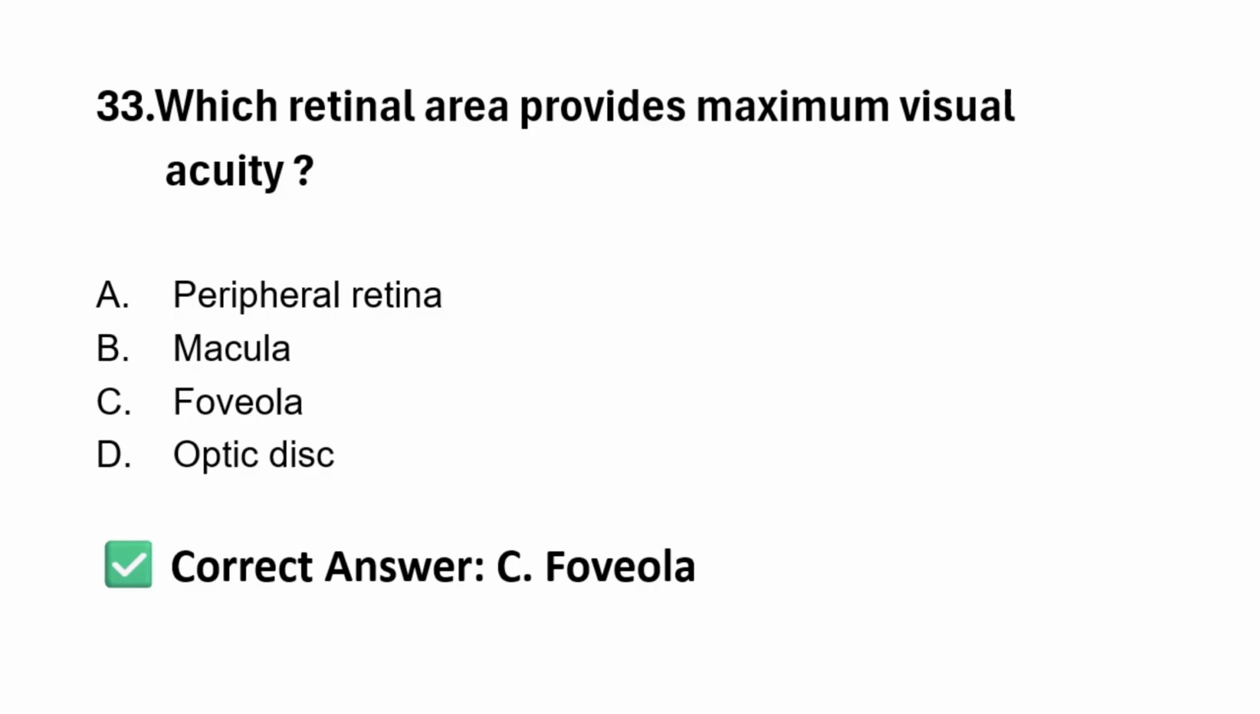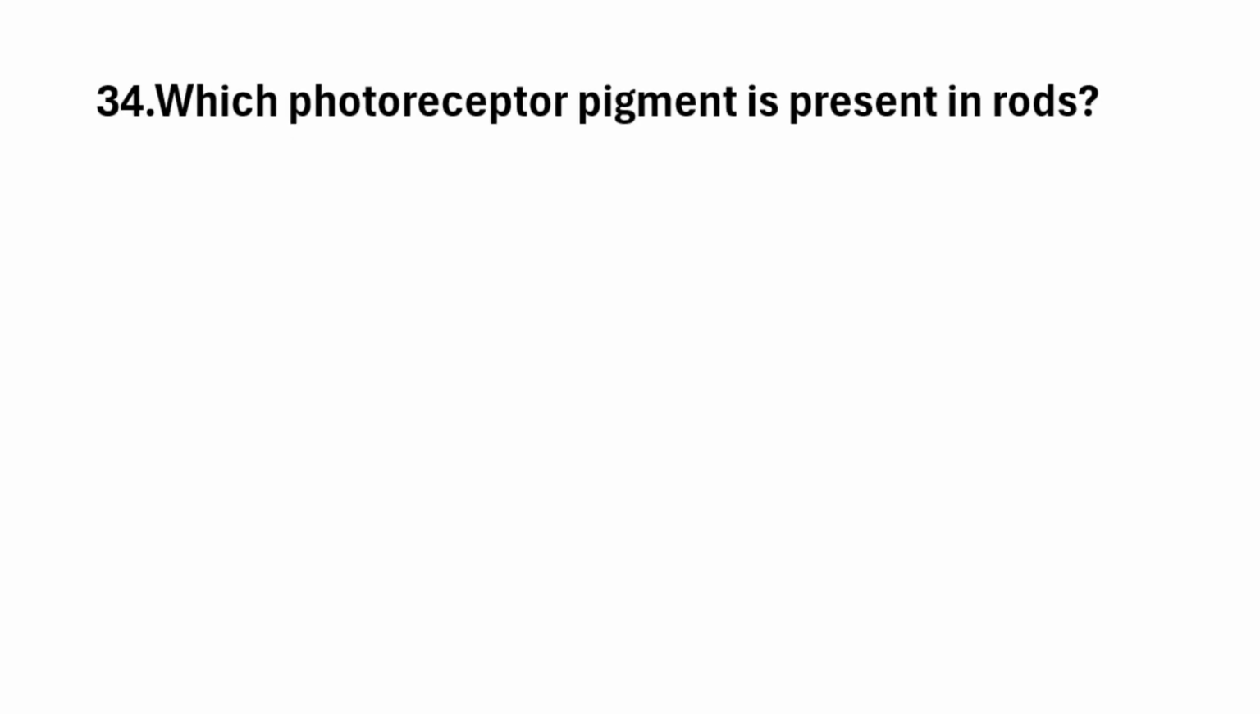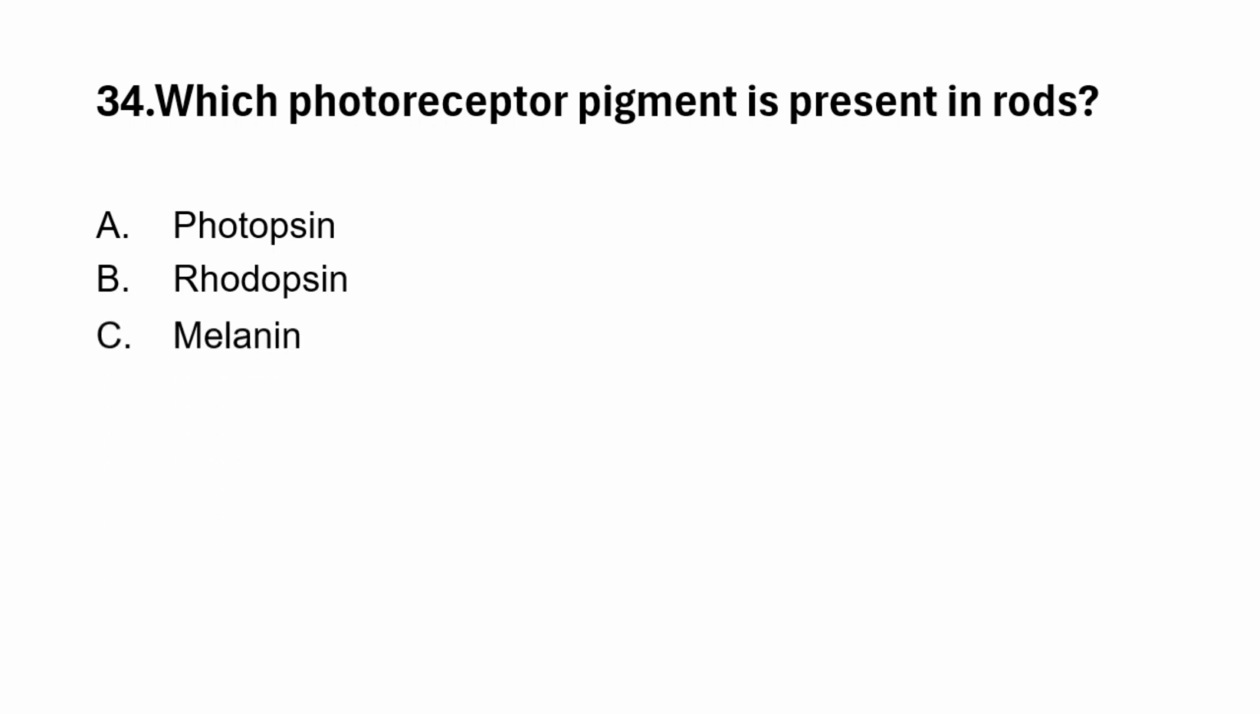Moving to the next question, question number 34. Which photoreceptor pigment is present in the rods? Option A photopsin, option B rhodopsin, option C melanin, and option D iodopsin.